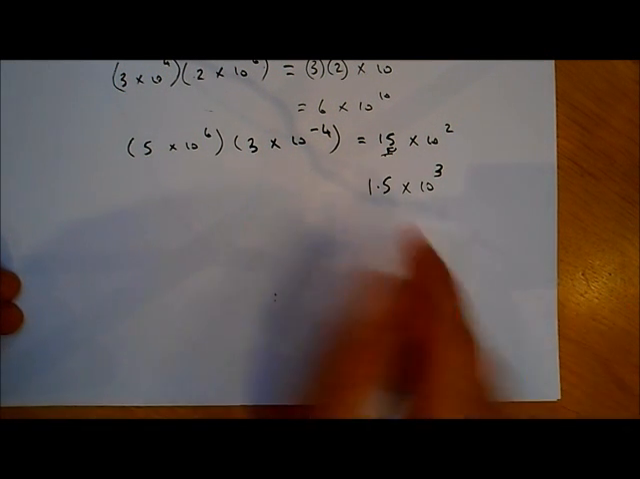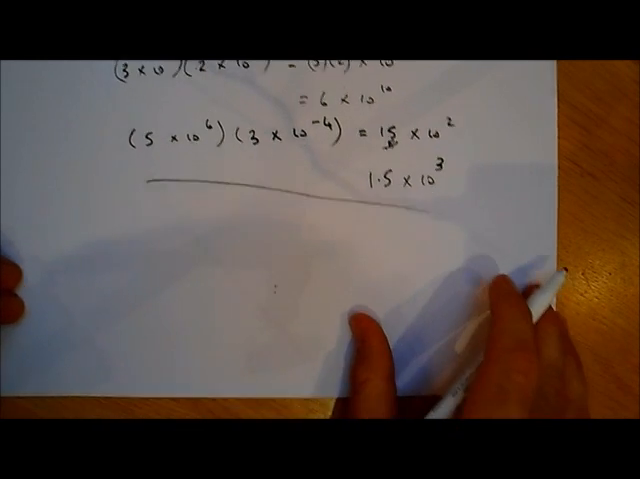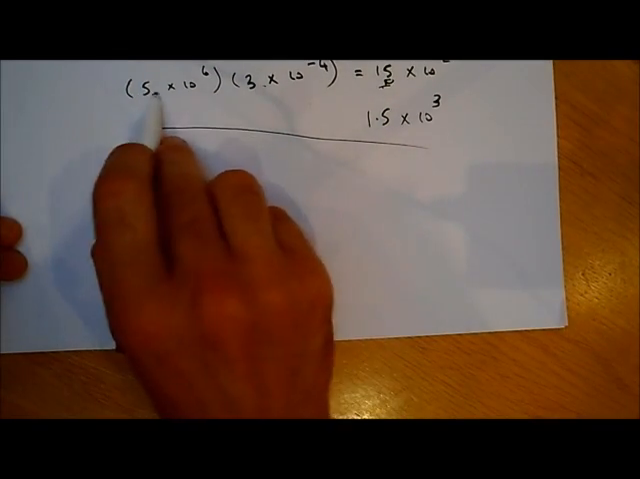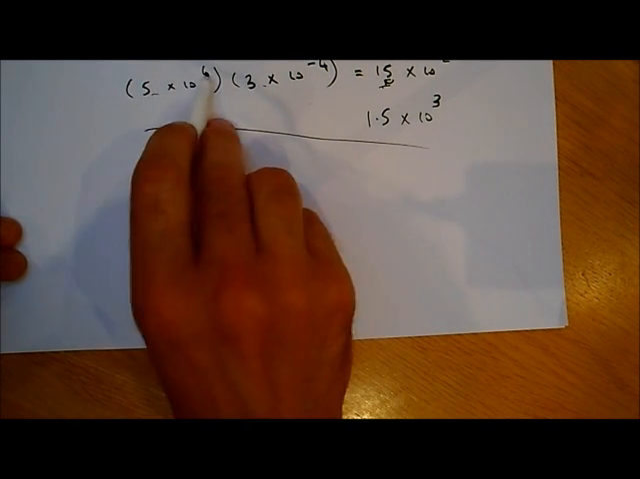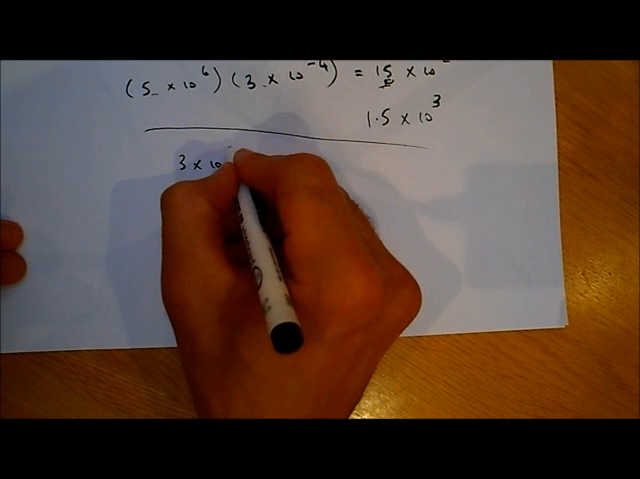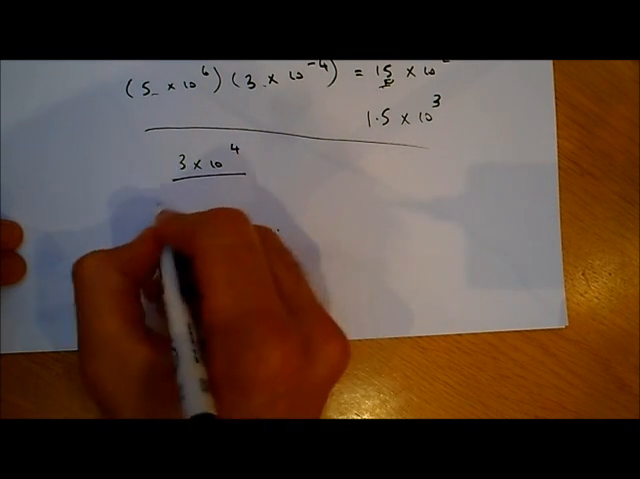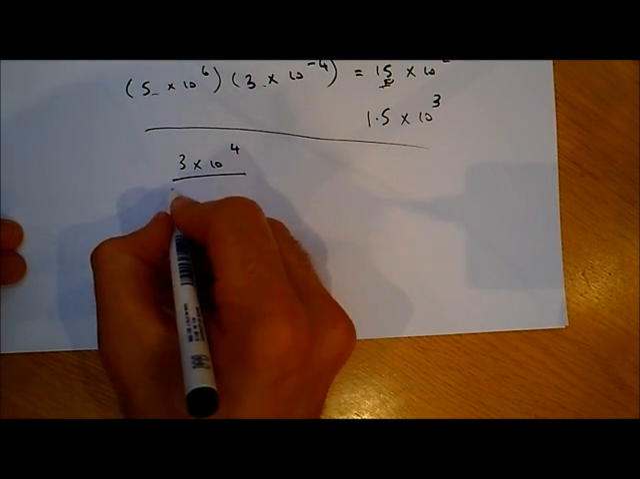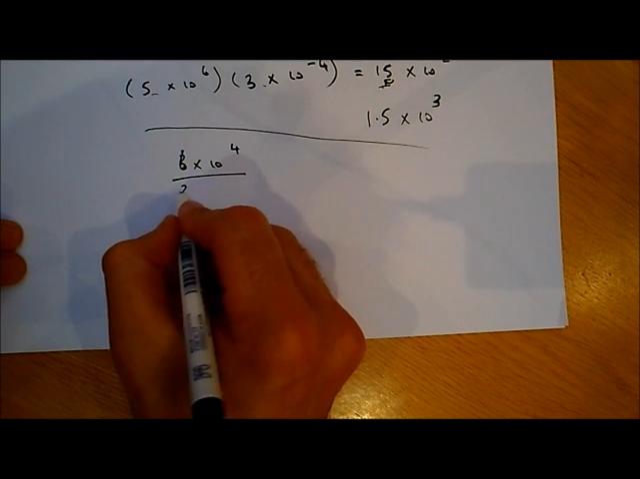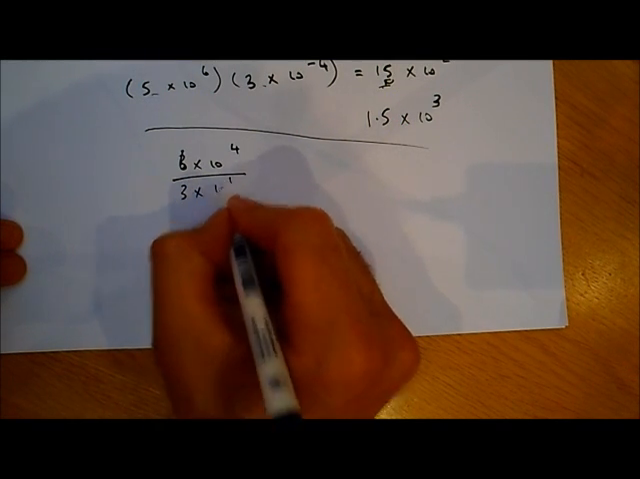What about dividing then? Dividing is very simple. It's just the opposite. Instead of multiplying these numbers, we divide those numbers and we subtract those powers. So say if I have this one, I'm going to do a simple one. I'm going to change that to be, say, 6 by 10 to the power of 4 over 3 by 10 to the power of 1.